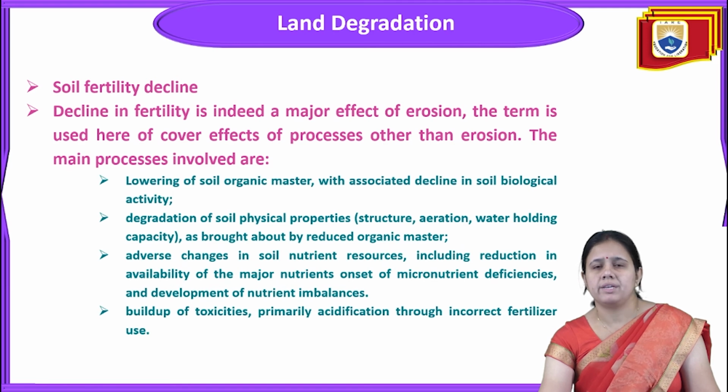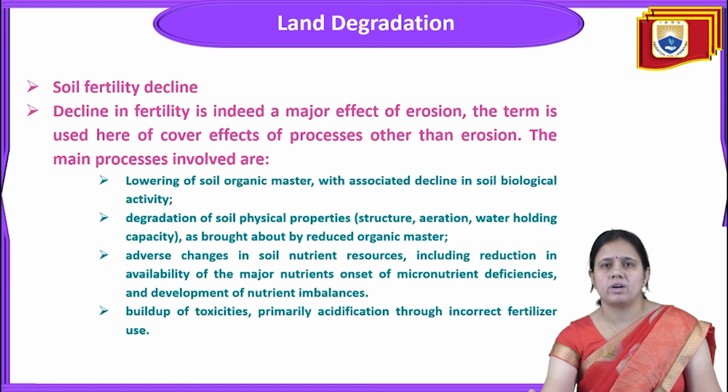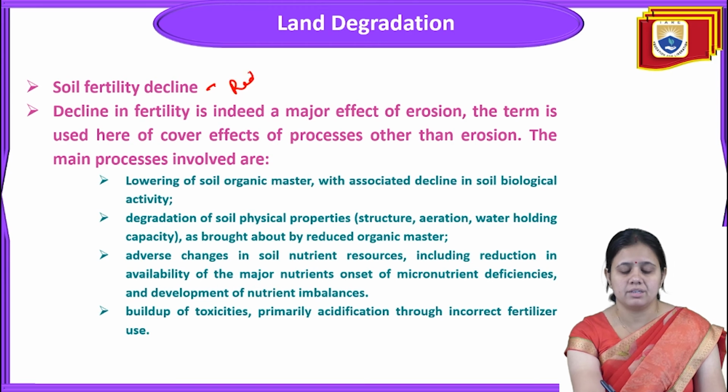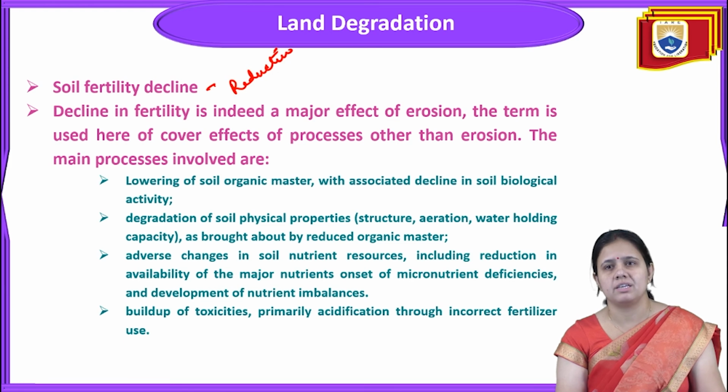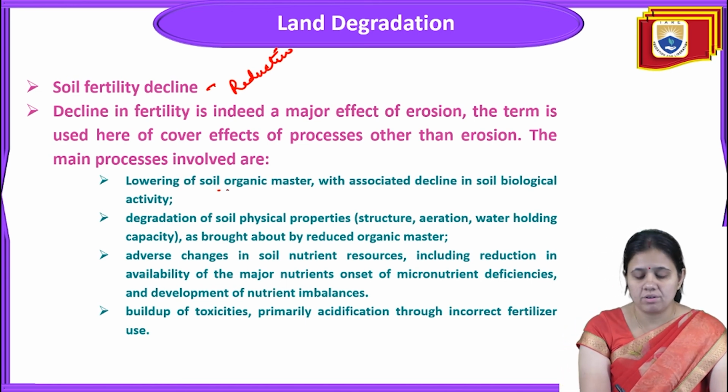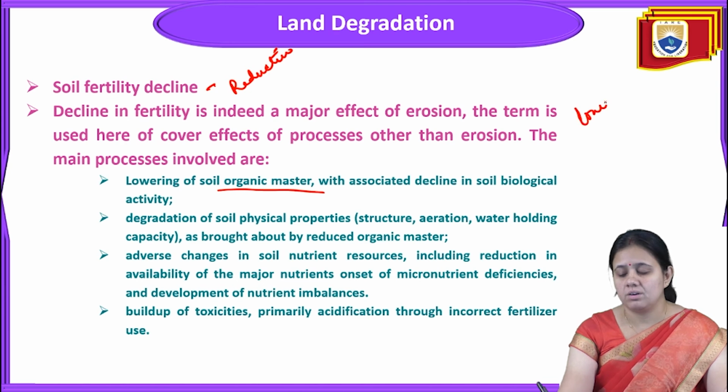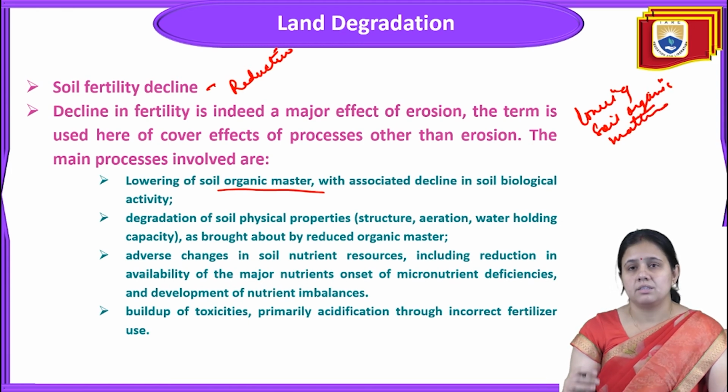The next point is soil fertility decline, like reduction in the fertility of soil. So decline in soil fertility is indeed a major effect of erosion. The term is used here to cover effects of processes other than erosion. The main process involved, first, is the lowering of soil organic matter. Organic matter is associated with the decline in soil biological activity.